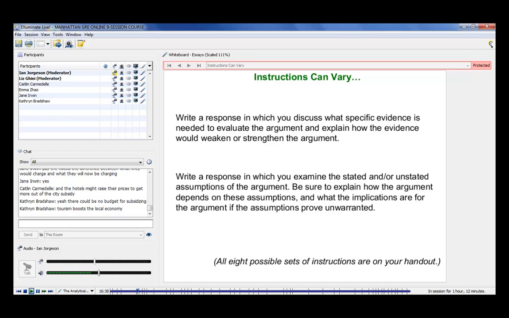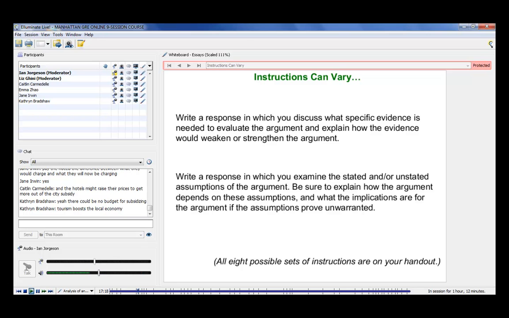So here we say, write a response in which you discuss what specific evidence is needed to evaluate the argument and explain how the evidence would weaken or strengthen the argument. So with our Blodgett City there, we might discuss how we need more evidence from the mayor about how much the subsidy will cost and how much the increased tourist revenue will bring in. And then we could discuss how if the subsidy is more than the revenue, that weakens the argument, but if the revenue is more than the subsidy, that would actually strengthen it.